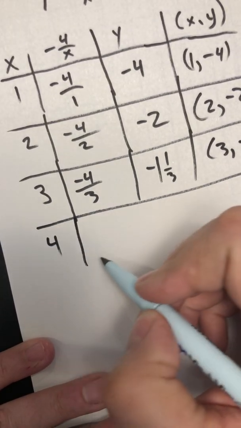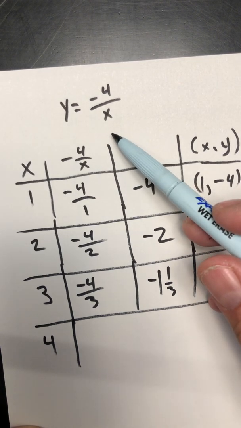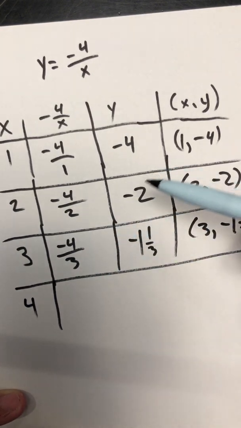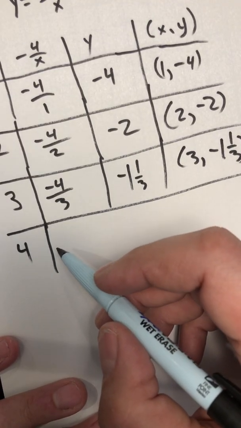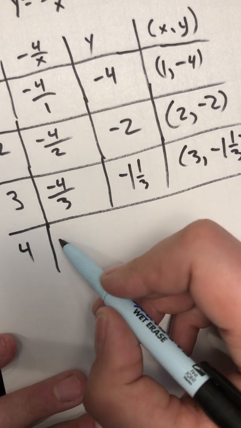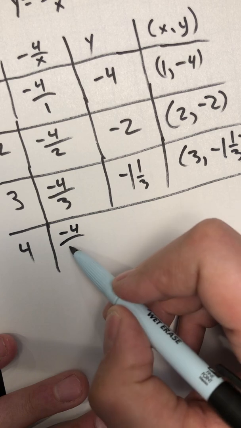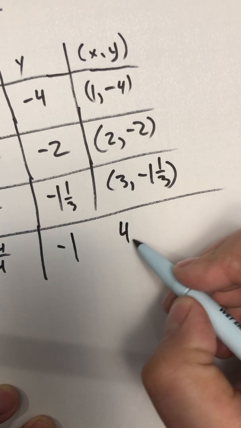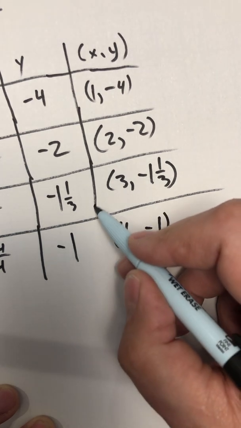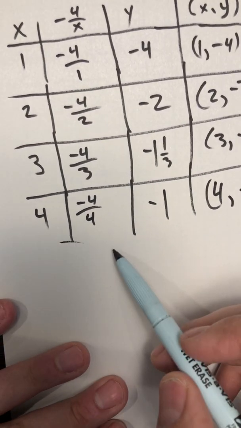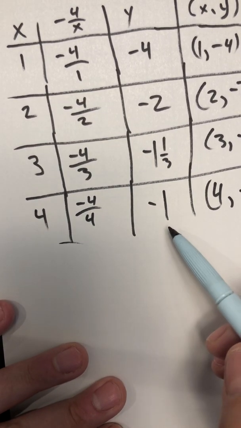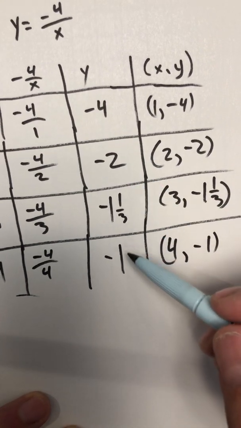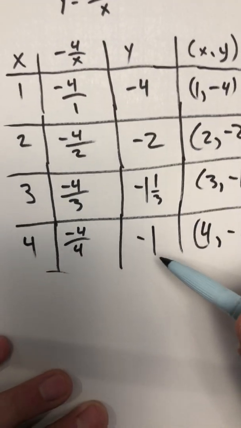You don't have to do this many, but because this one's tricky, the more that you put in, the better it will be. The more direction you have. So if I had negative 4 over 4, that means I just have a negative 1. So 4, negative 1. I'm noticing something here. If I'm dividing by 4, this number technically is getting larger and larger. See, it's getting closer to 0 the whole time. My y value is getting closer to 0.